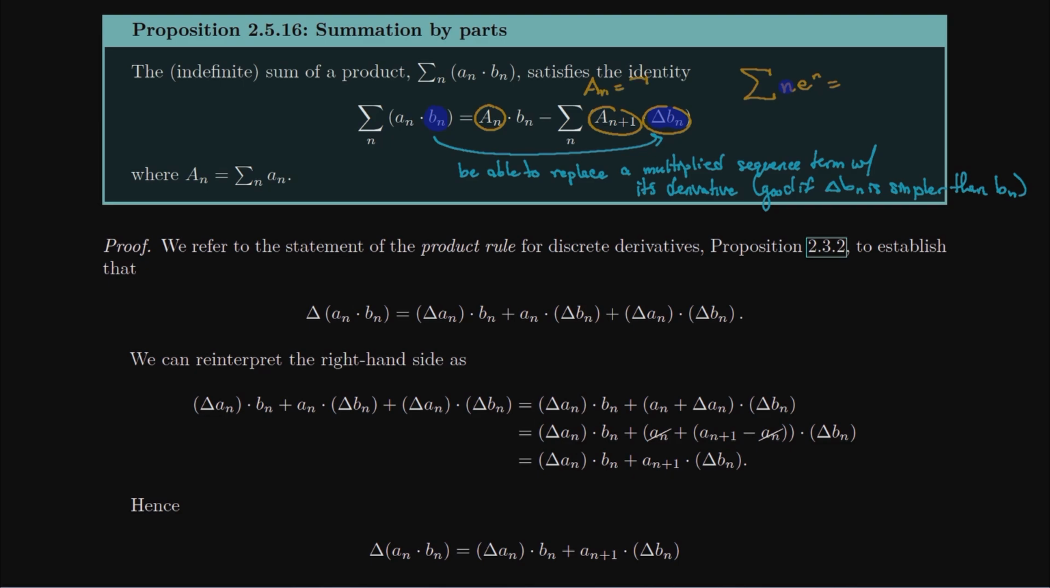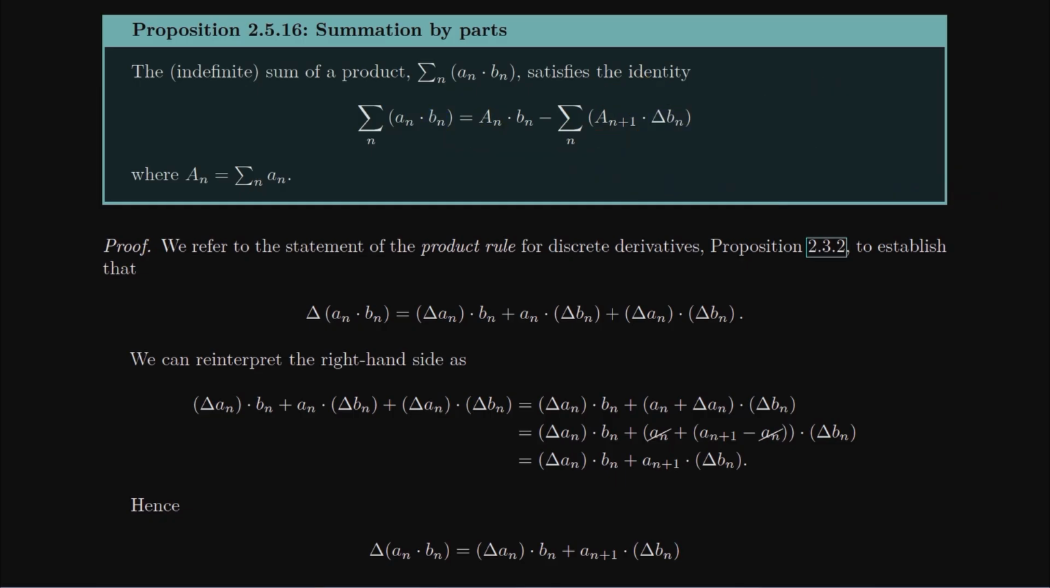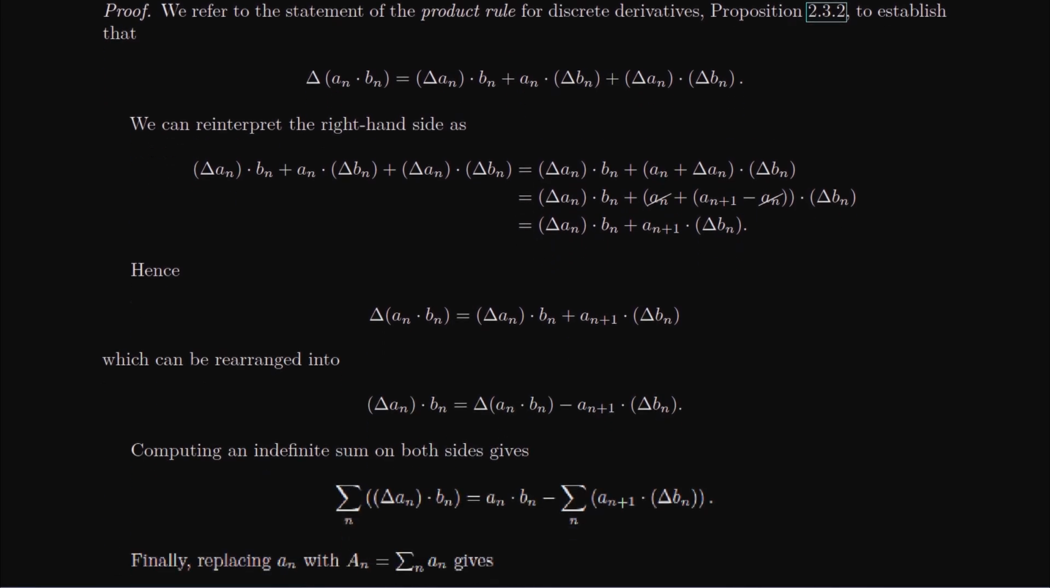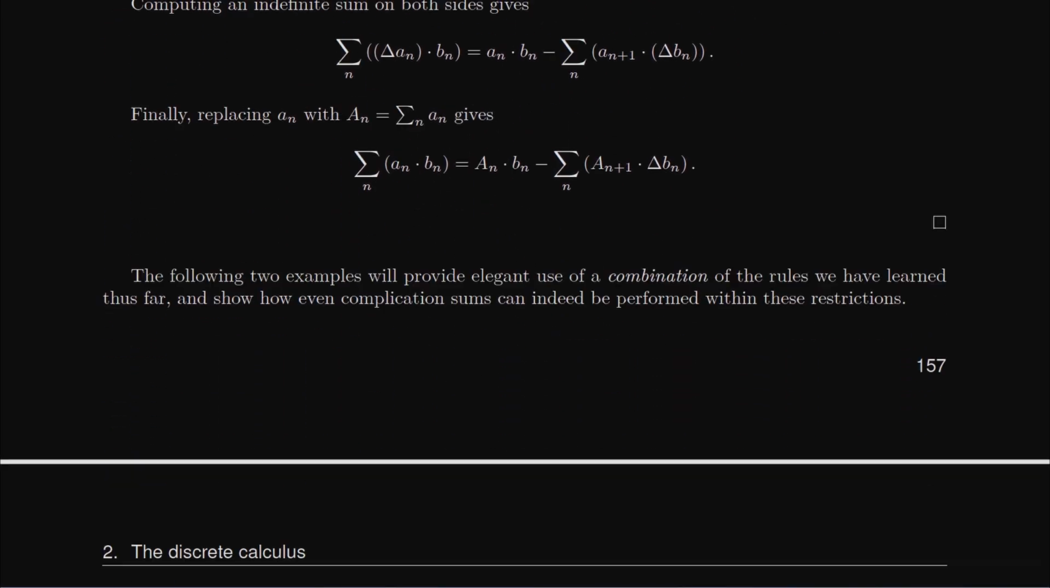Recall, capital A n is going to be the indefinite sum of lowercase a n. And so you pay the price by taking the difference on b, you have to take this antidifference on a, you get this capital A, and we also have to pay the price of a shift by plus 1 in the inside sum, capital A. So the inside sum, capital A, is going to be shifted by plus 1. But otherwise, everything looks the same. The proof is exactly the same as the proof of integration by parts for integrals.